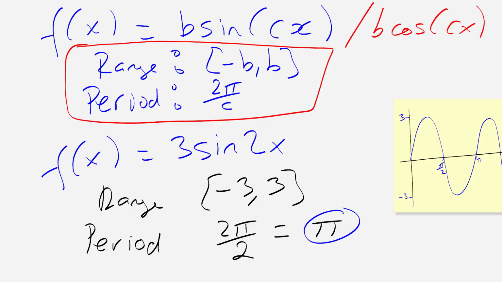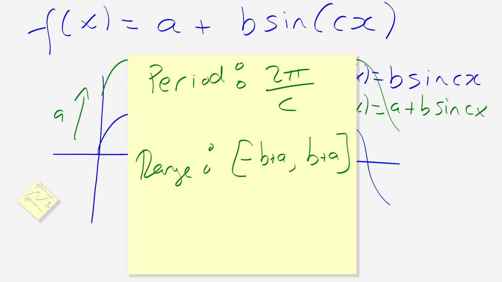So as I said, typically most functions will be of this format, which is b sine cx, where the range is from -b to b and the period is 2 pi over c. If they add a number to the function, a plus b sine cx, that just affects the range. It just adds to the range. It does not affect the period. It just moves the function up by whatever value a is. And if a is negative, therefore it would move the function down.